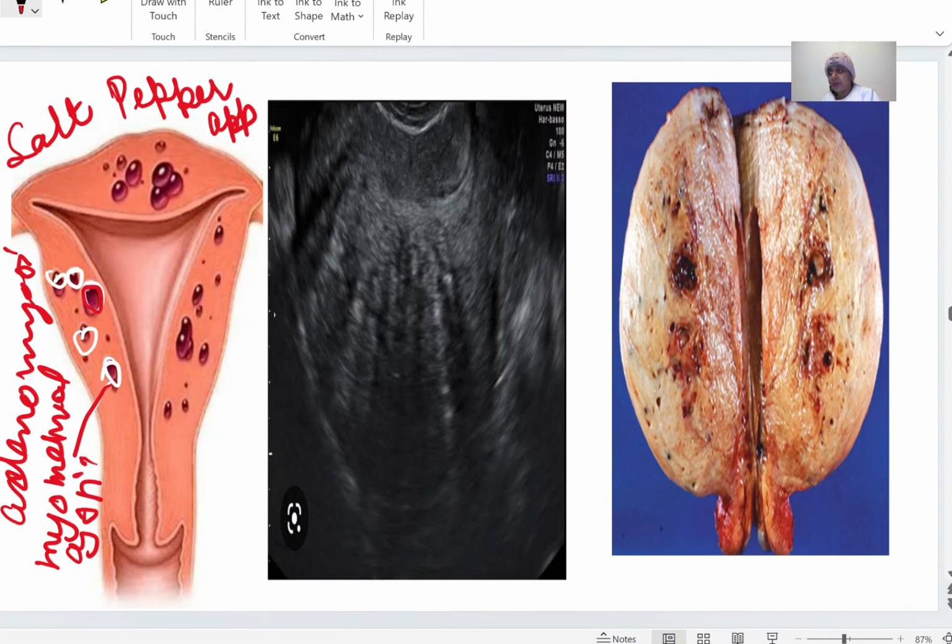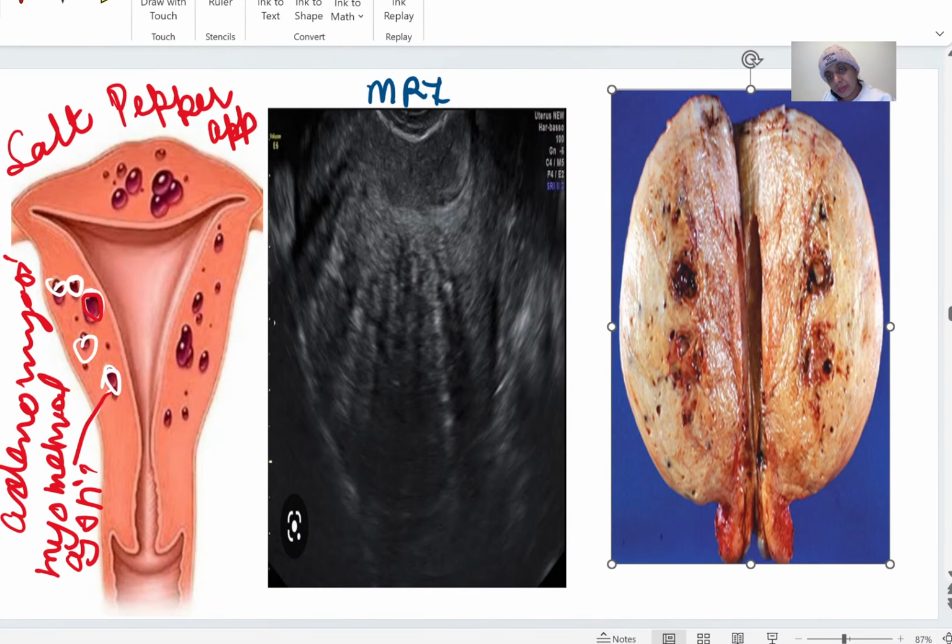Very good. What is this ultrasound? Sorry, this is MRI. What is this MRI showing? Yes, can you tell me? Typical feature of adenomyosis on MRI.